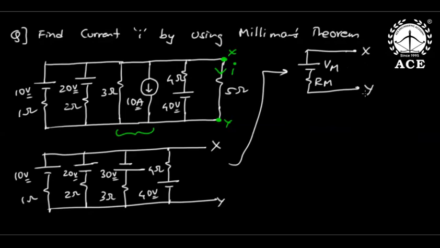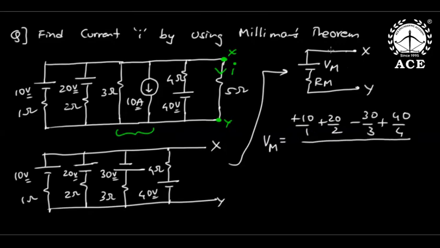Now Millman's voltage is sigma Vi by Ri. So it is plus 10 by 1, plus 20 by 2, but minus 30 by 3, and 40 by 4. Why did minus come for 30? Because in my Millman's equivalent, I took X positive with respect to Y. With respect to that polarity, the 10, 20 and 40 are matching, but 30 is opposite. So that is why minus came.